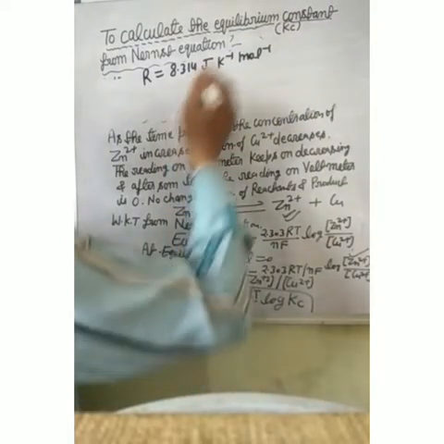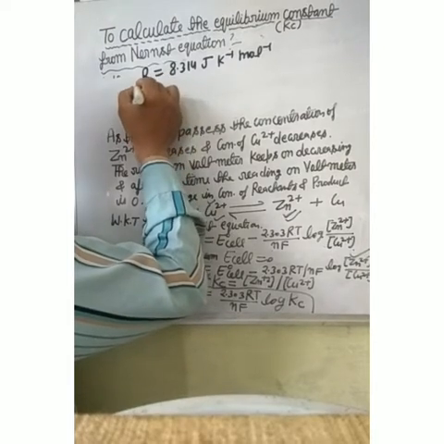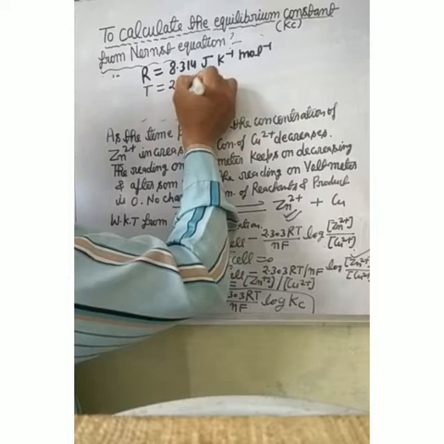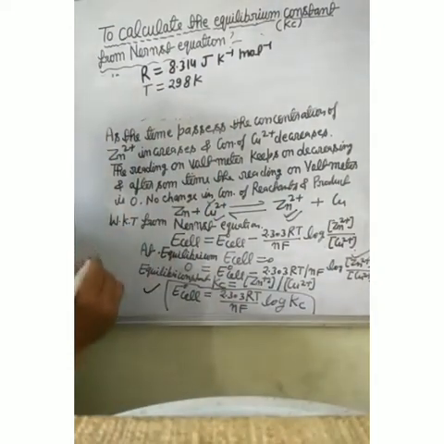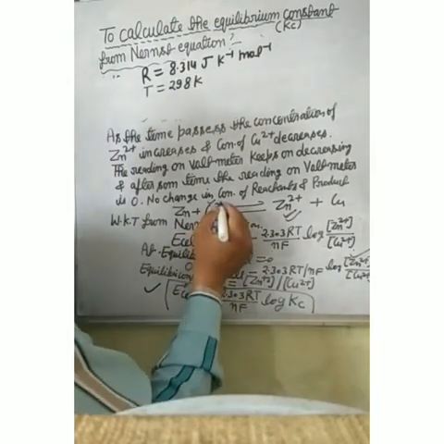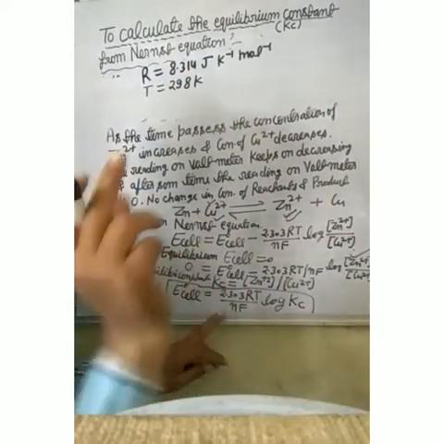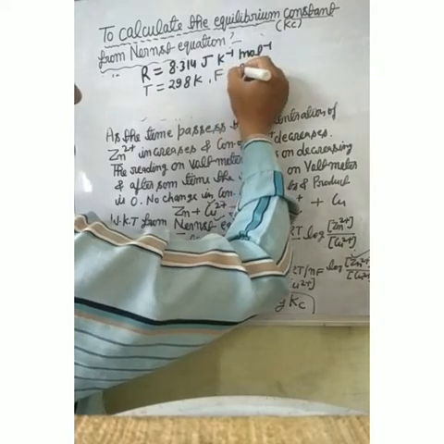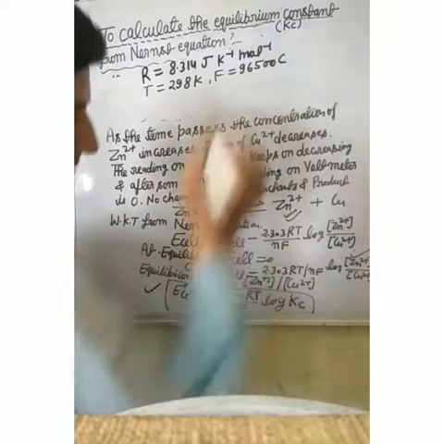After this, the temperature is 25 degrees, that is 298 Kelvin, and n is not given here. We can take n as 2 because in the reaction n is 2, but I am taking it as n here. N is the number of electrons. F is the Faraday constant, and its value is 96,500 coulomb.